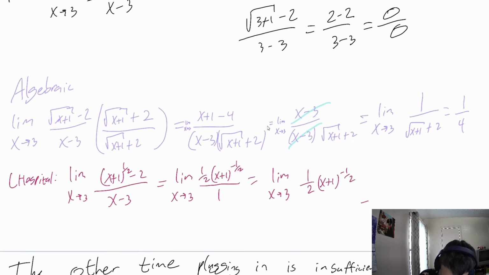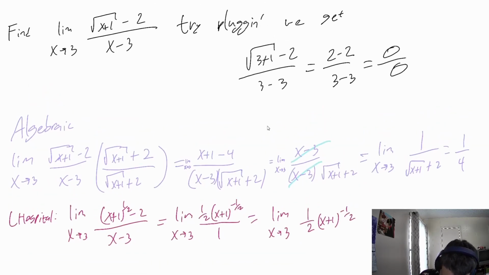And this is the limit as x goes to 3 of 1 over 2 times x plus 1 to the 1/2. And if we plug in 3 here, we're going to get 1 over 2 times 4 to the 1/2, which is 1/4. So that's multiplying by the conjugate in L'Hopital's rule. And with those, you can pretty much solve every limit that you need to.